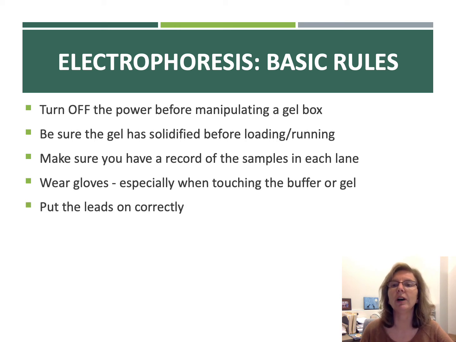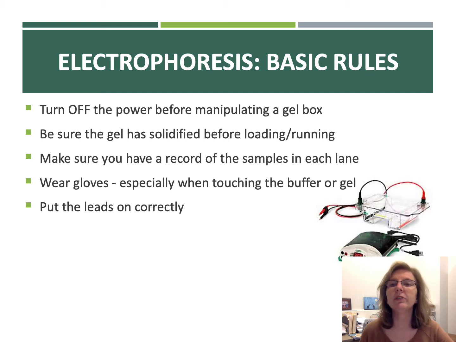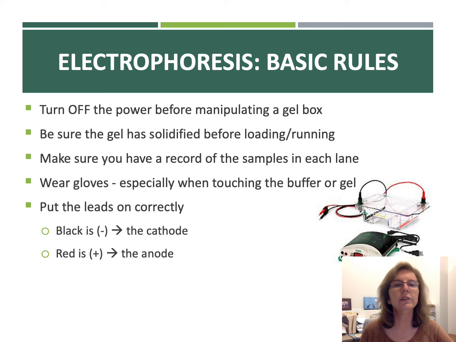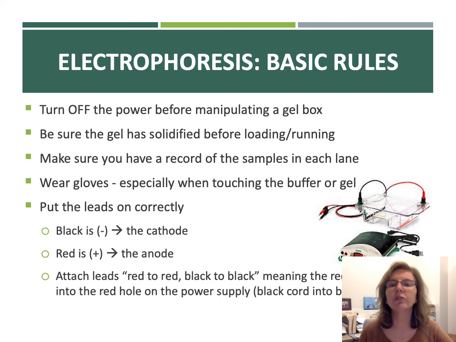You also want to put the leads on correctly. So what I mean by this is keeping in mind that black is the cathode, red is the anode, and you want to attach the leads red to red and black to black. So the power supply, which is this little guy here at the bottom, also has these colors, black and red. And so you want to make sure that you get the correct colored lead into the correct colored hole. Otherwise, you could actually reverse the polarity, and the samples will run backwards, right off the gel.